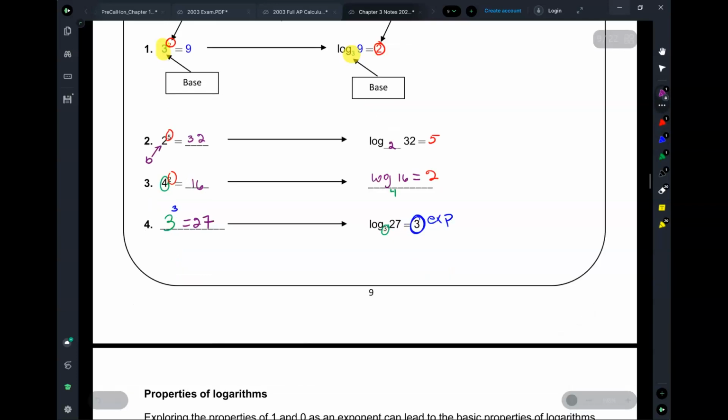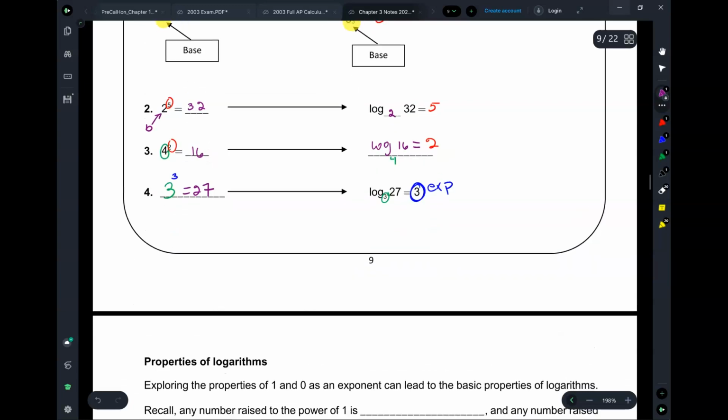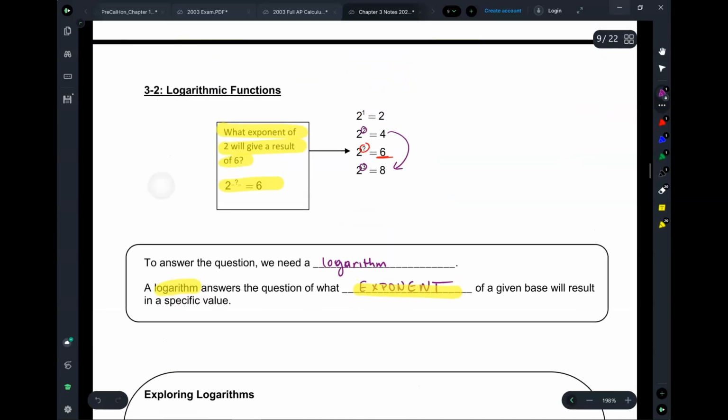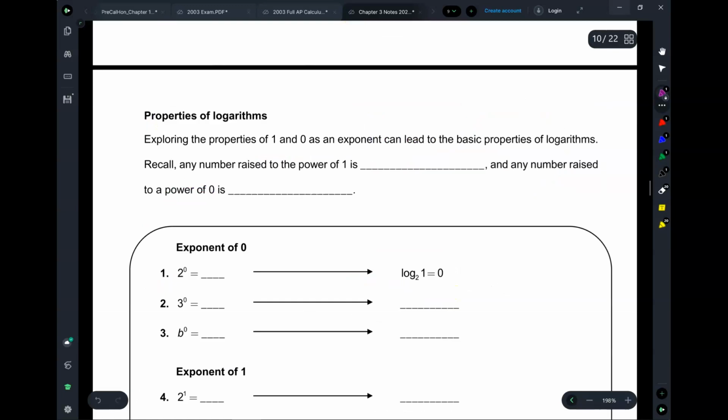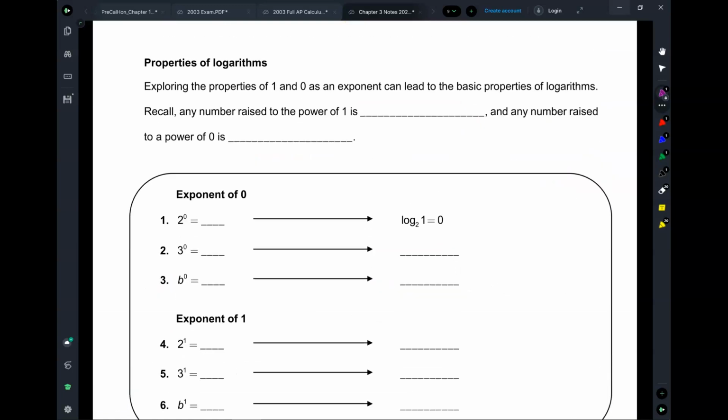Okay? So, if I were walking down the street and I saw a billboard that said this, going back to this, log base 2 of 6, if I just saw that on a blank billboard, I would tell myself, oh my God, someone's looking for an exponent of 2 that would get them a 6, right? That's all a logarithm is. So taking that with us, let's explore.